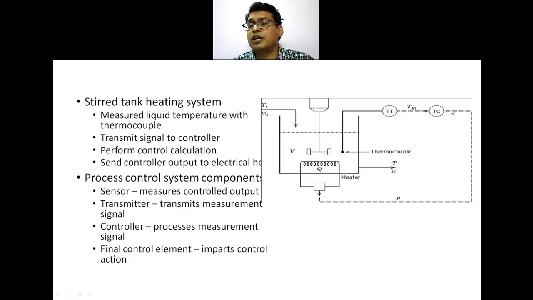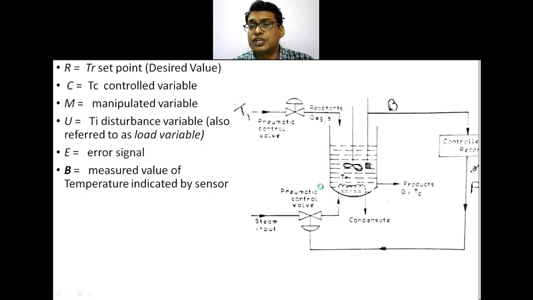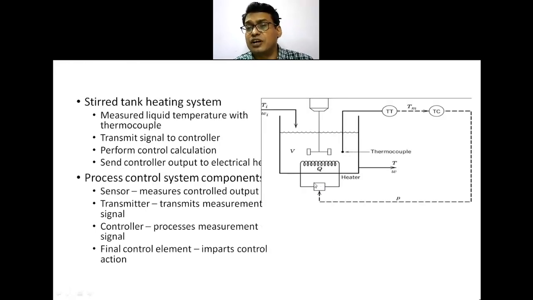This temperature controller takes a certain action and sends the signal to the heater. This heater will adjust its resistance voltage, so that if the temperature is less, it is going to increase the supply, and alternatively more heat will be transferred to the tank. Here again there is another flow which has a temperature. Here only one flow rate is there.